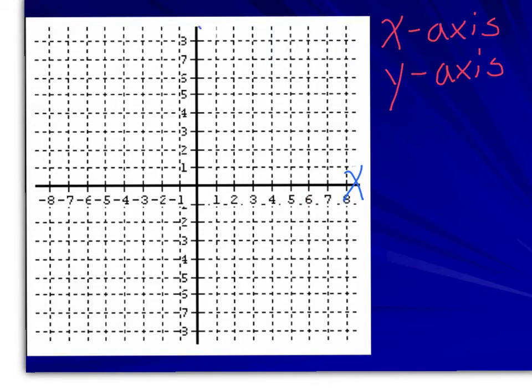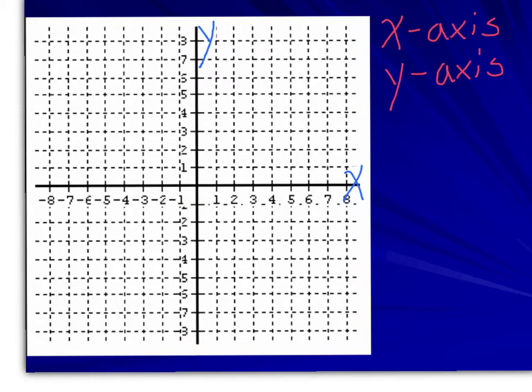The y-axis is located here, and as you can see, the y-axis represents all of the vertical movement on our graph. So again, 0 is here. Positive movement on the y-axis indicates movement up. Negative movement is indicating movement down.